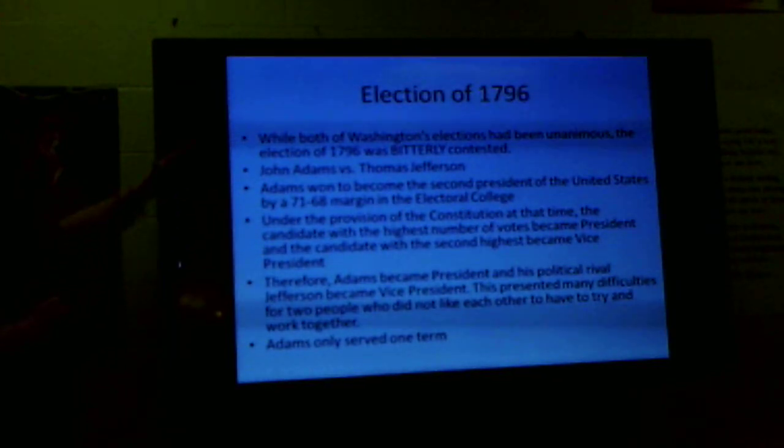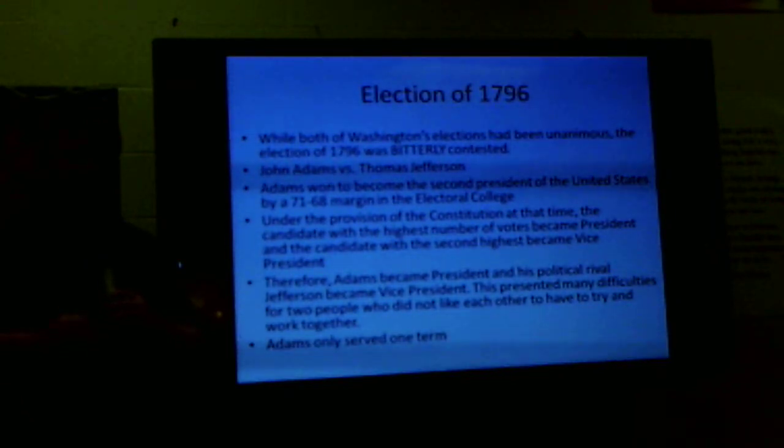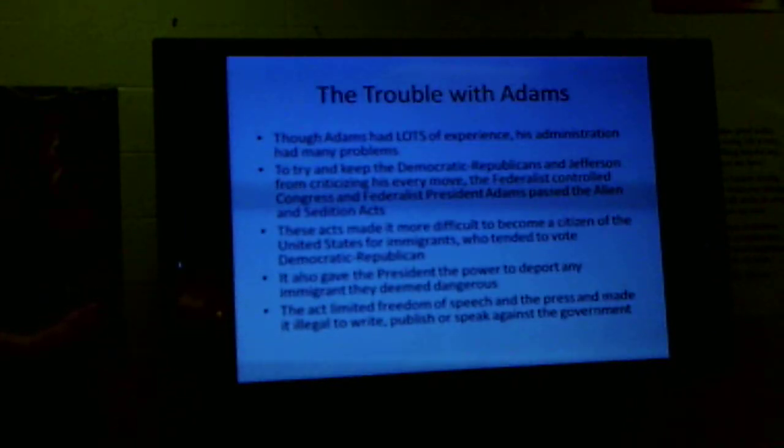So, therefore, Adams became president. His political rival, Jefferson, became vice president. And this presented many difficulties for 2 people who did not like each other to have to try and work together. Adams is only going to serve 1 term. And the main reason he's going to serve 1 term is because he did some very unpopular stuff. The first thing he did was called the Alien and Sedition Acts. And you need to remember that.